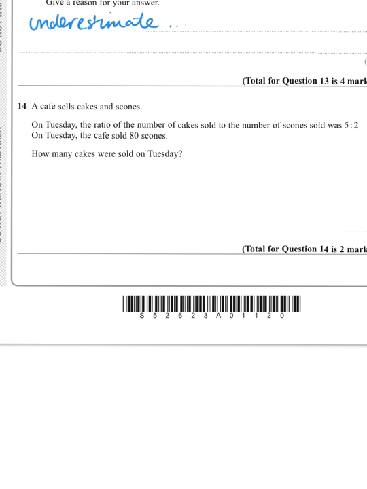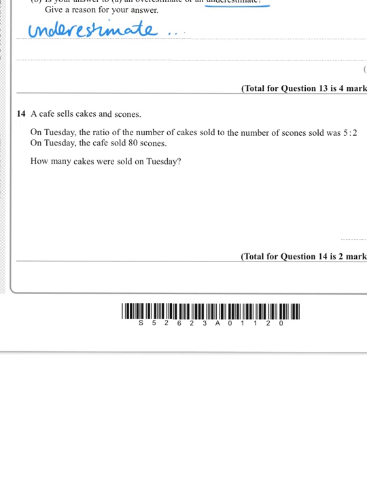Question 14. It says, a cafe sells cakes and scones, depends how you want to say it. It says on Tuesday, the ratio of the number of cakes sold to the number of scones sold was 5:2. So let's write that down. 5:2, and that is cakes to scones. And on Tuesday, the cafe sold 80 of these scones.